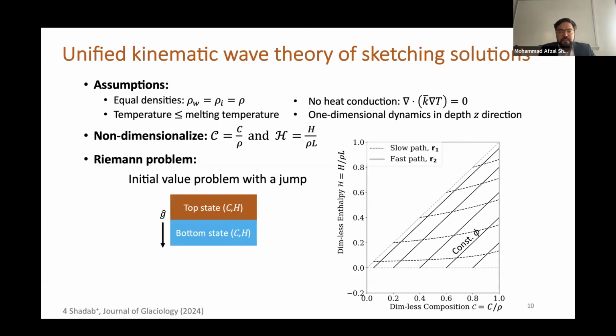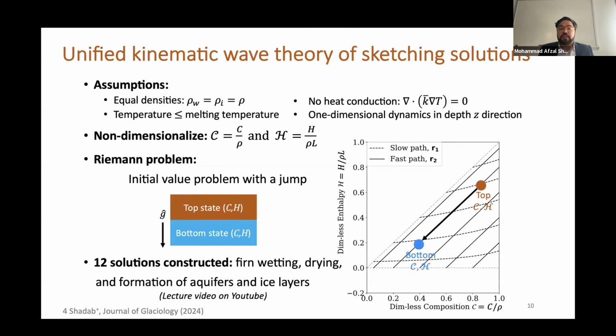And how do you solve this problem? The only thing you need to do is plot your top and bottom state on this diagram and connect them by following a certain set of rules. If you do this sketching nicely, you don't have to run your numerical model. This is really your answer.